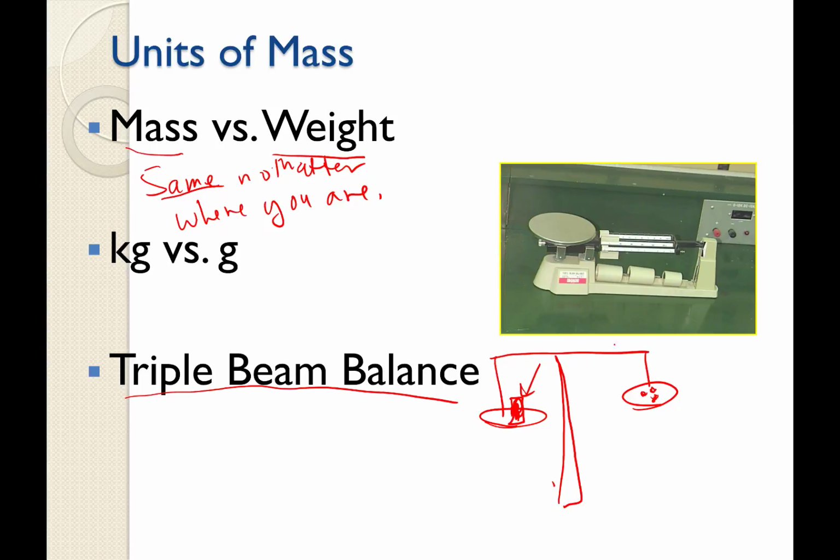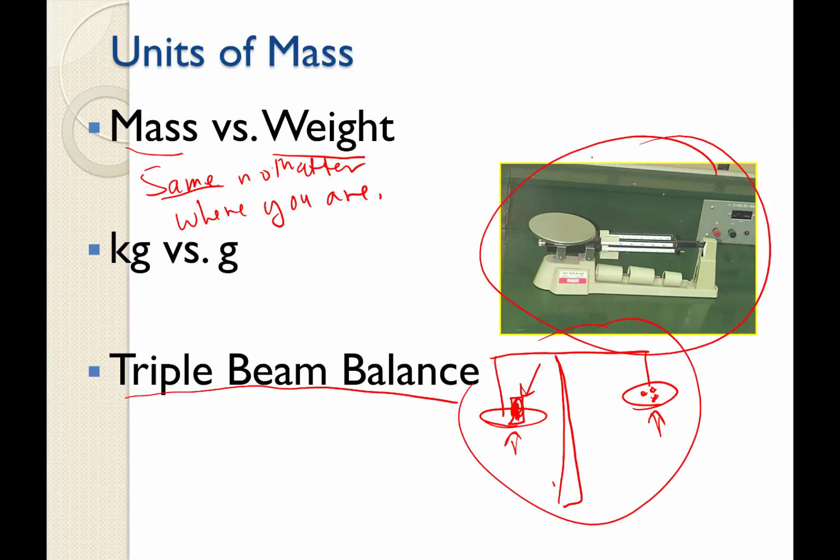Interestingly, if you took one of these types of scales to another planet, the mass would measure exactly the same. And you can imagine why that's the case, because any reduction in force on this object will also result in a reduction in force on this object, so their relative balance would stay the same, essentially. And that's how this triple beam balance works, which is what we'll be using in chemistry.